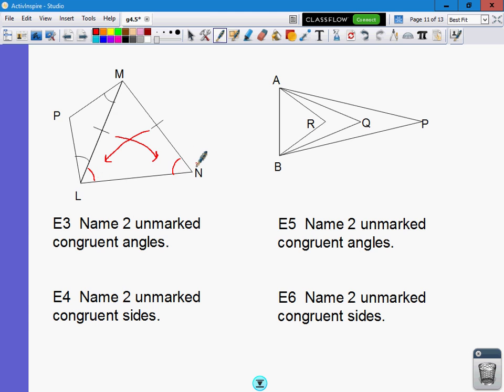Now, I can call this one angle N. Can I call this angle L? I can't call it angle L. Why? There's more than one angle there. Angle M, L, N. I'm going to list it with 3 points. I could have said NLM so long as L is in the center. It's got to be the vertex of that angle.